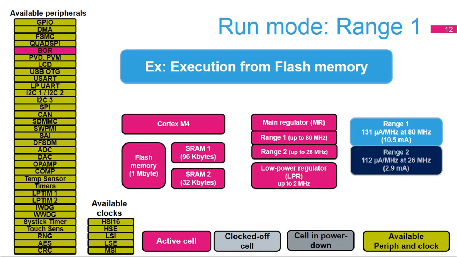In run mode, the voltage scaling range 1 is the high performance range, allowing a system clock up to 80 MHz. All peripherals can be activated. All clocks can be enabled. The run mode range 1 consumption is 131 microamps per MHz at 80 MHz from flash memory with the ART accelerator enabled.